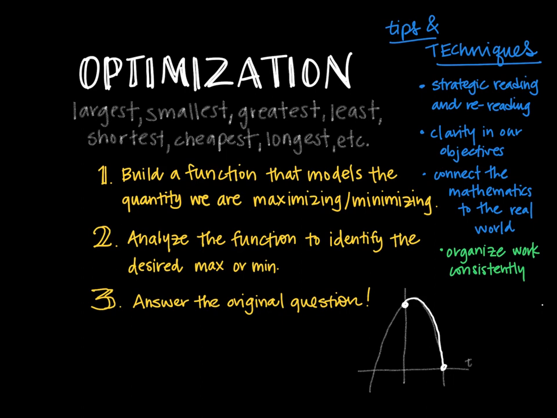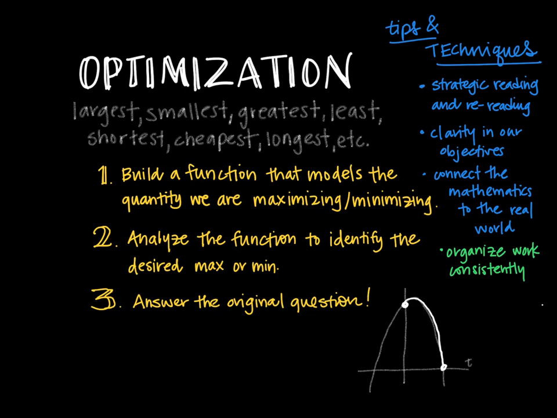But once you've mastered number 1, you'll move on to number 2, analyzing the function to identify the desired max or min. And that's where it's really important to do the same thing every time, very systematically. We're going to talk about some of the different techniques that you can use, the tests, first derivative test, second derivative test, etc. And then we'll be answering the original question. Usually when I speak with students, they feel pretty confident about 2 and 3. It's really number 1 that is the issue, building that function that models the quantity we're maximizing or minimizing.